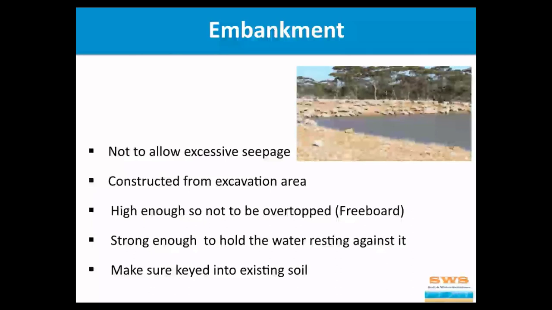We want our wall to be thick enough. We want it to be wide enough, our batters to be flat enough, that it's strong enough to hold our water. The batters and the width of our wall will depend on the type of material that's available to us. So a good clay, we can then construct it and maybe have flatter batters. But if we get into a sandier soil or a dispersible soil, we may need flatter batters, which could be 4 or 5 to 1, to provide that massive area to stop water from tunneling through or leaking through our wall.